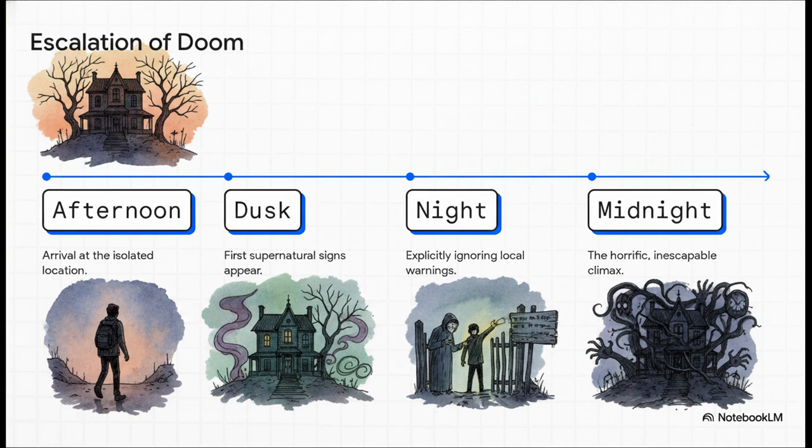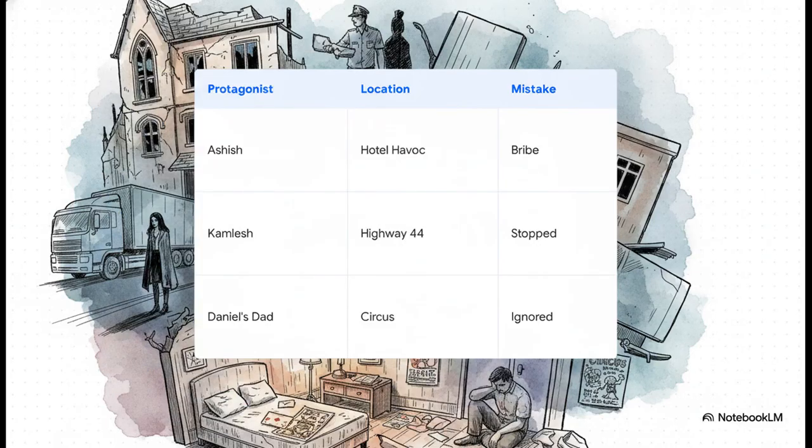By dusk, the first supernatural sign appears, maybe flickering lights or a weird smell like rotting books or sweet perfume. By night, they explicitly ignore a direct warning from a local guard or a shopkeeper. And midnight? Well, that brings the horrific, inescapable climax. Let's analyze their specific fatal flaws.